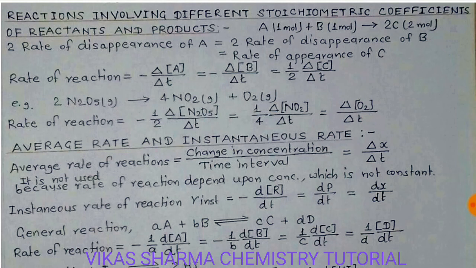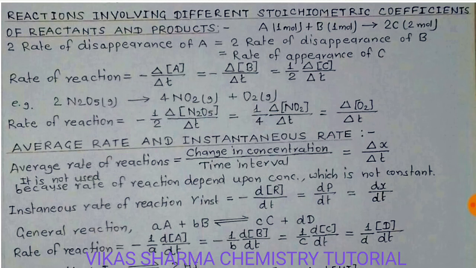Instantaneous rate of reaction means r instantaneous is equal to minus small d concentration of R divided by dt. Here the d sign is used for a very small change in the concentration and a very small change in time. So we are not using the delta sign, we are using the small d. So minus d concentration of R divided by dt equals dP divided by dt. If X is the reactant, then minus dx divided by dt.